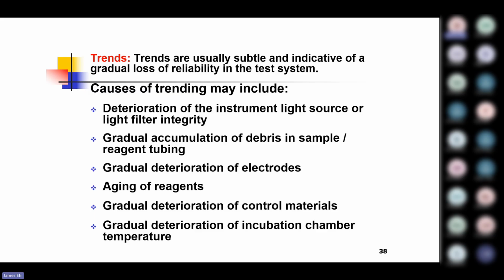A trend can also be caused by gradual deterioration of electrodes, where you still have an electrode system in measuring your test. If the electrode is deteriorating, you might begin to notice some trends. Aging of the reagents. Reagents on board are not meant to last till the shelf life expiration. There are two expiry dates in the lab. There's what we call the shelf life. That is the expiry date written on the pack.